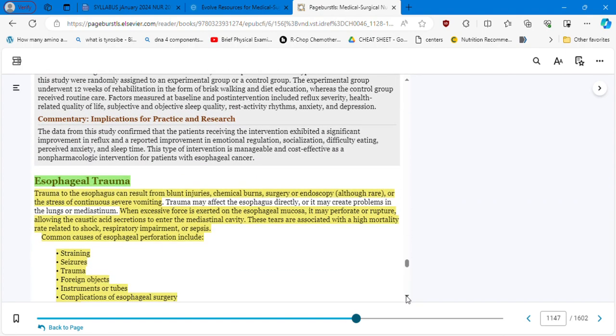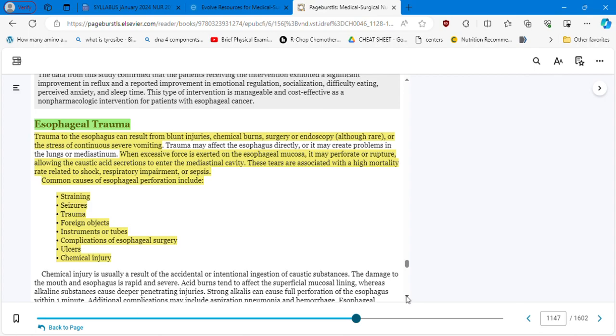There's a nice article about evidence. I think it's the last topic, esophageal trauma.